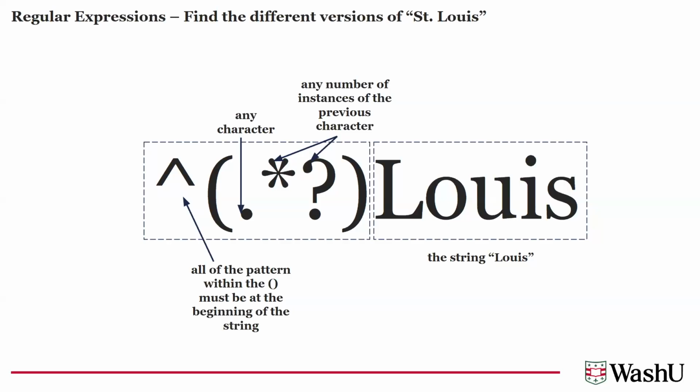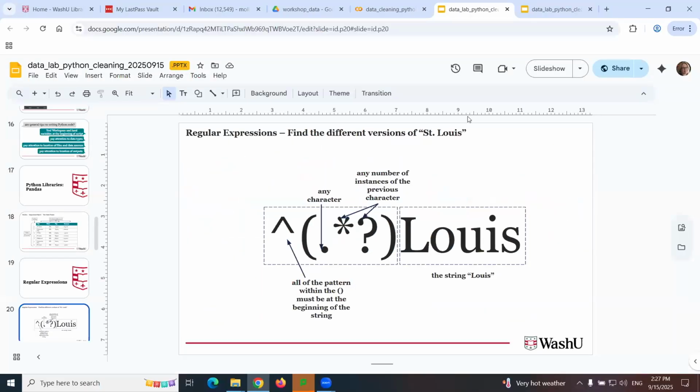And here's the criteria that I mean. I mean actually any character, that's what the period means. And the asterisk question mark means any number of instances of the previous character. So that means any number of instances of any character at the beginning of a string. And that means that it's going to qualify to be St. Louis for me. All right, so that's a super quick look at what the pattern actually is.